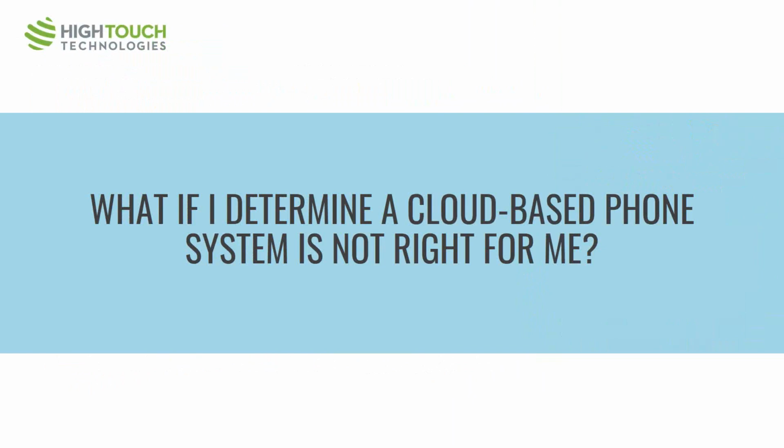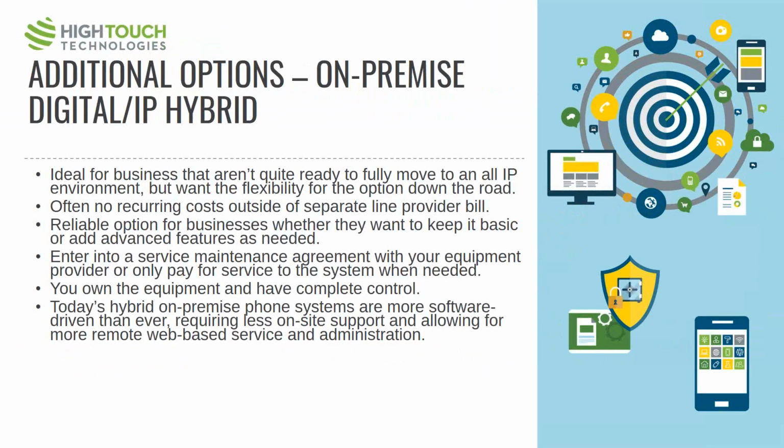We have some additional options. We kind of covered them at the beginning of the webinar. The first one is the on-premise digital or IP hybrid. Again, it's ideal for businesses that aren't quite ready to fully move to an all IP environment, but want the flexibility for the option down the road. Or maybe you're slowly transitioning right now, okay? There's often no recurring cost outside of a separate line provider bill. It's a reliable option for businesses, whether they want to keep it basic or maybe add advanced features as needed.